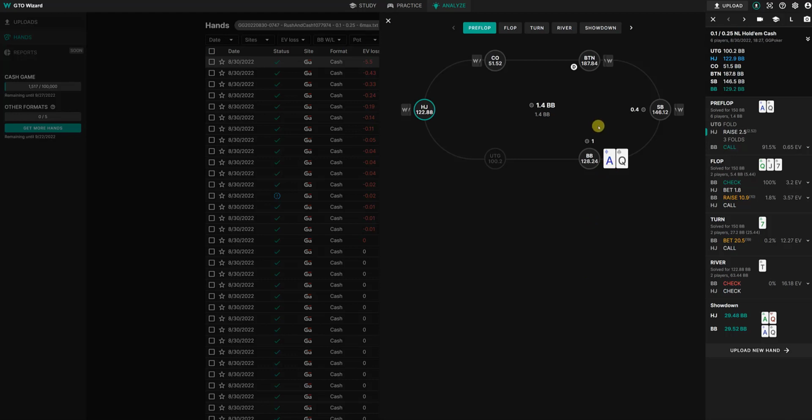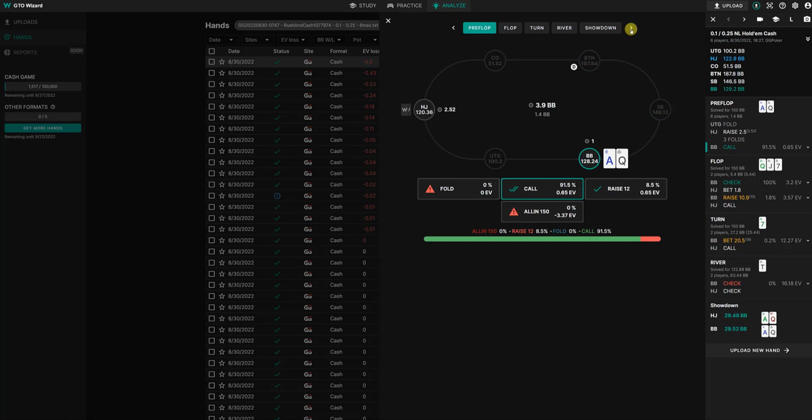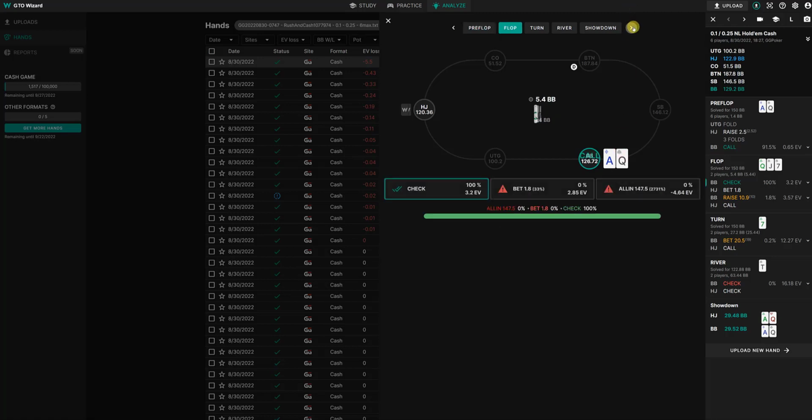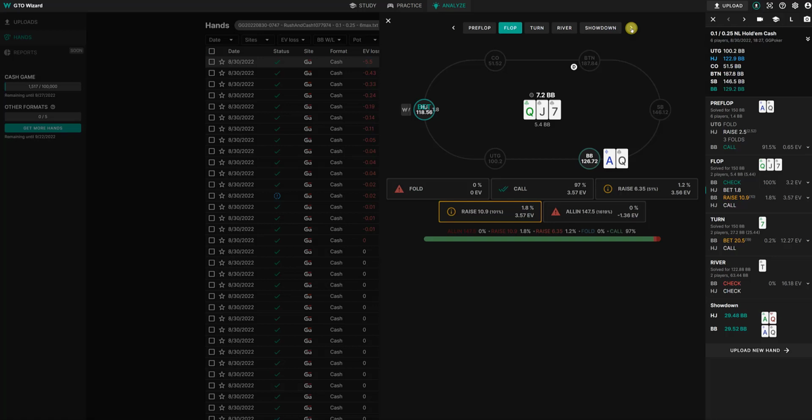Okay, so I'm in the big blind with ace queen off. And the hijack middle position opens and I flat, which is a good call. Good play. You could raise very occasionally, but I felt at the time that was just a call. Up comes queen jack 7. Check 100%. That's what I did.